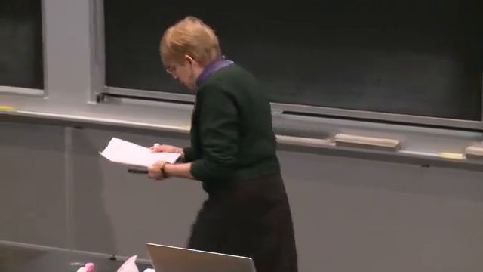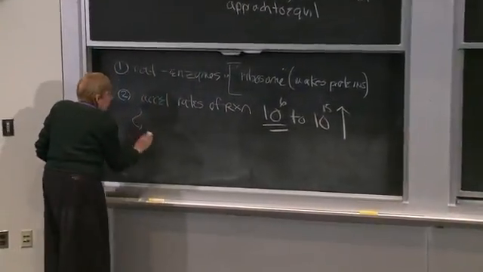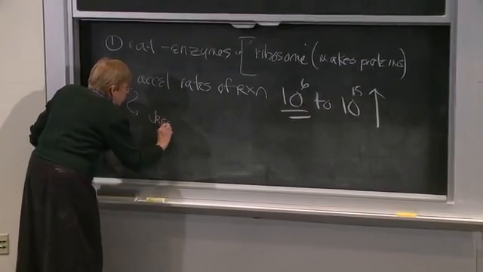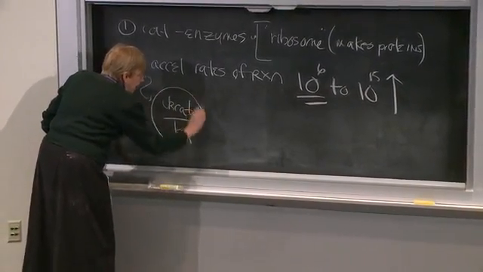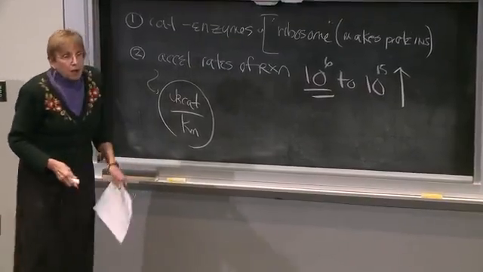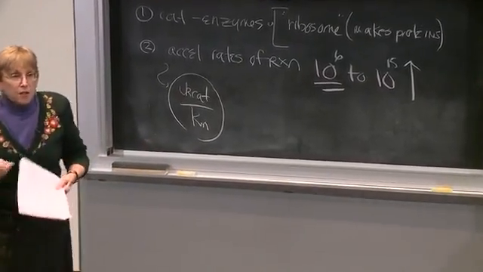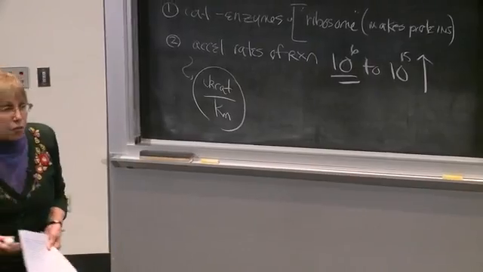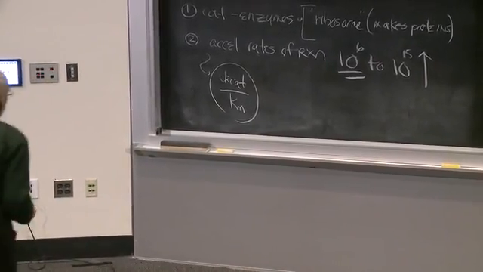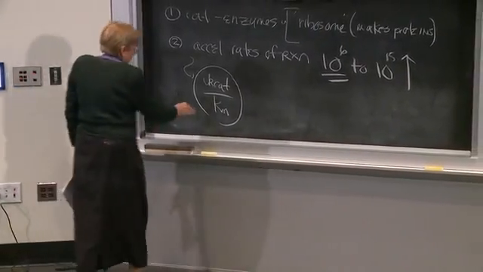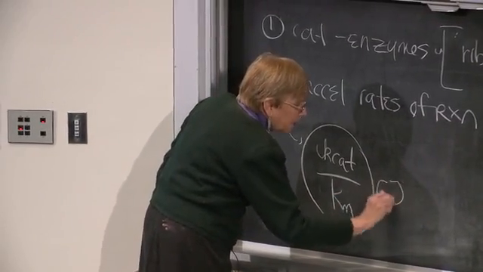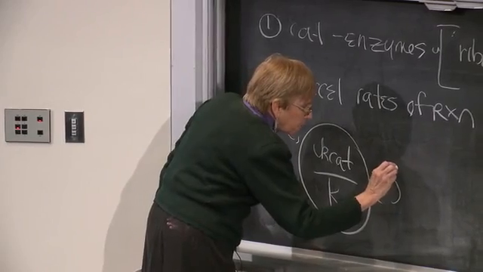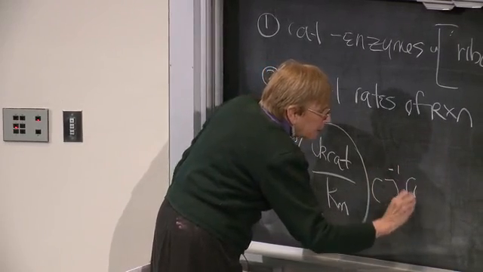So the description of rate accelerations is given by a term we're going to derive in the next lecture, kcat over Km. A kcat is a turnover number. It tells you how good your catalyst is in terms of per second. Km has a concentration dependence. So this is a second order rate constant, concentration inverse, time inverse.